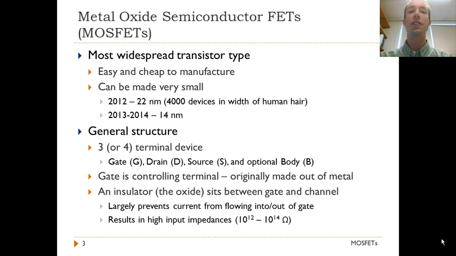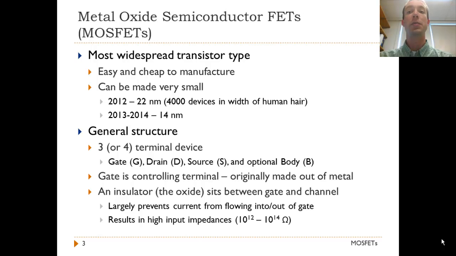Transistors, in general, are devices where one terminal controls the current flowing through the other two terminals. In MOSFETs, the gate is the controlling terminal. The gate was originally made out of metal, hence the metal in the metal oxide semiconductor name. An insulator, the oxide, again hence the second word in the name metal oxide semiconductor, is placed between the gate and the channel where current flows.